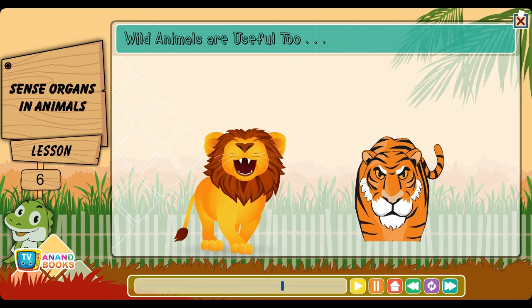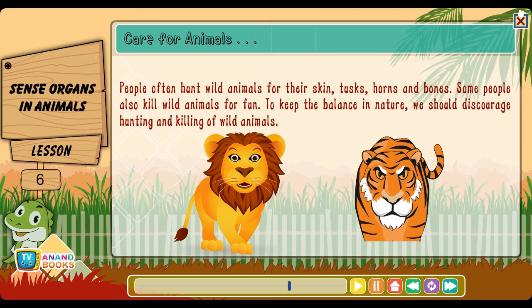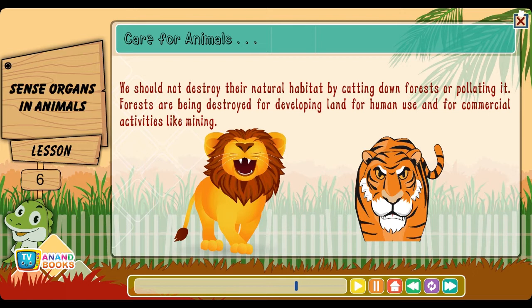Care for animals. People often hunt wild animals for their skin, tusks, horns and bones. Some people also kill wild animals for fun. To keep the balance in nature, we should discourage hunting and killing of wild animals. We should not destroy their natural habitat by cutting down forests or polluting it.